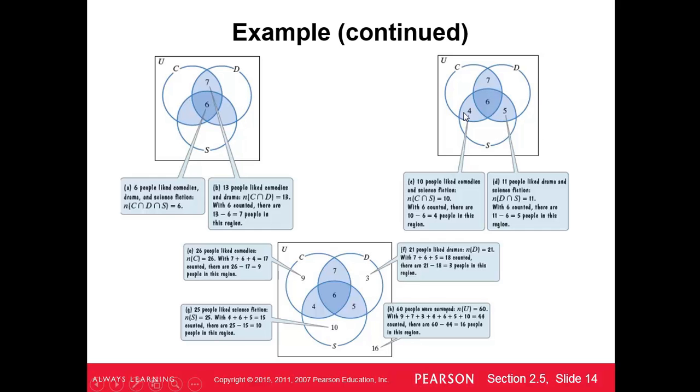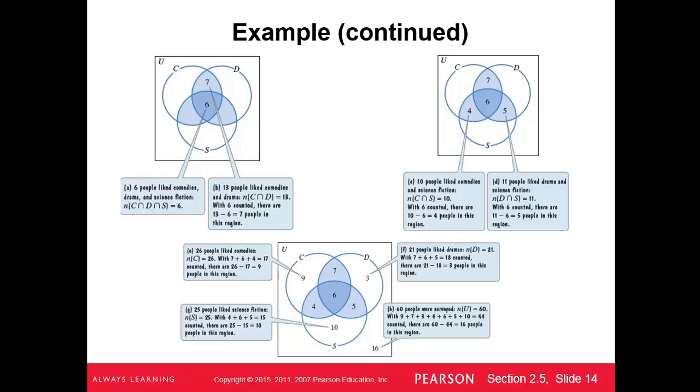Now we want to know the big circles. Now we know the total number of people that like comedies was 26. So far we have 7, 6, and 4. That adds up to 17. So 26 minus 17, we're going to know that there are 9 who only liked comedies. They don't like dramas because it doesn't overlap with that. And they don't like science fiction. It doesn't overlap with that.